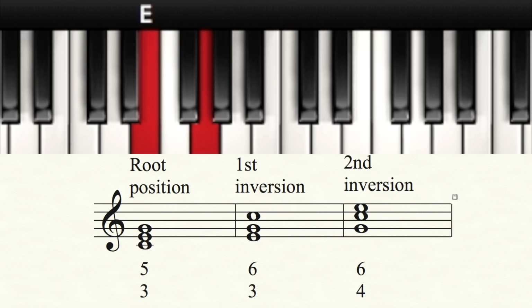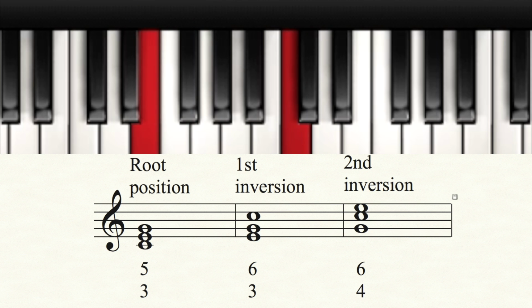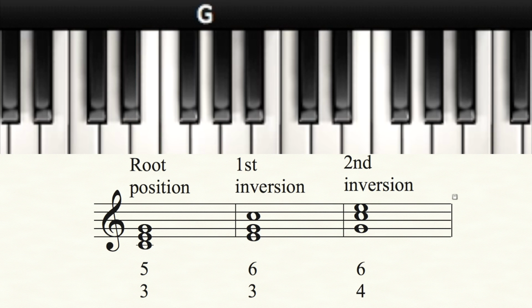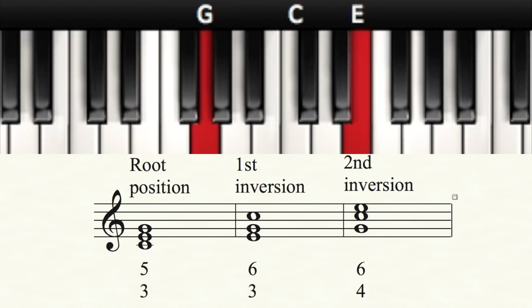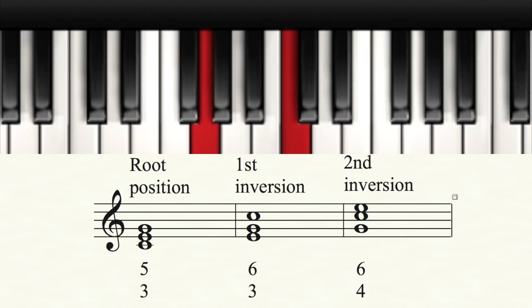In first inversion, we've got a sixth above the bass and a third above the bass. And in second inversion, we've got a sixth above the bass and a fourth above the bass.